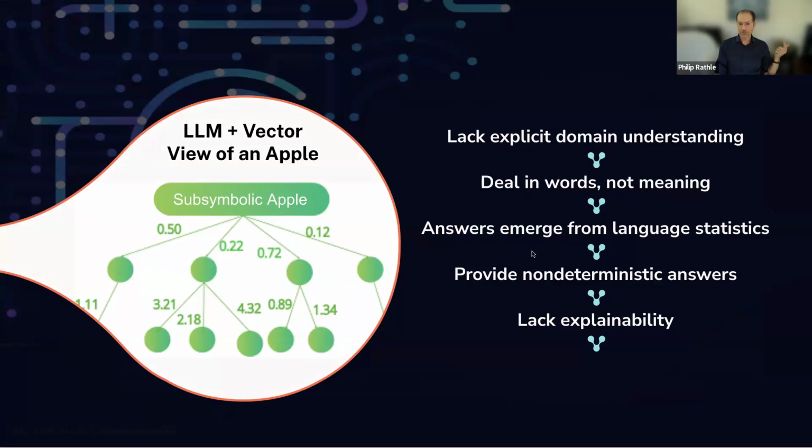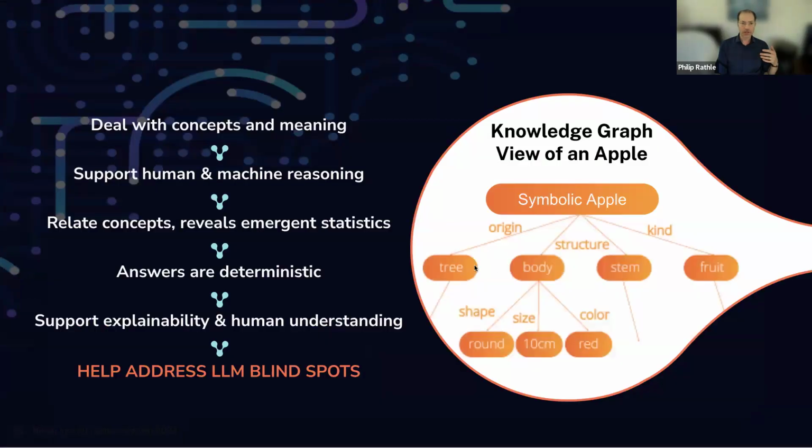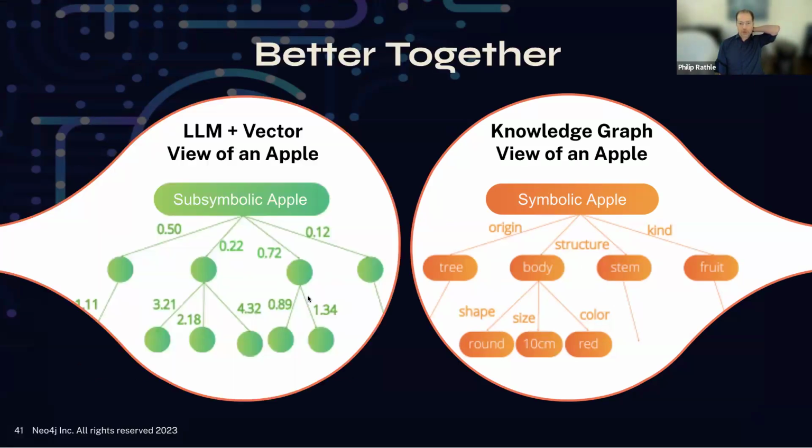It's dealing in words, not meaning, non-deterministic, lacks explainability, etc. So you still have all these concerns. The knowledge graph view of an apple is more like this. I have declarative knowledge for whatever my domain is. Trivially here it's an apple, but it could be a smart city or the design for an airplane or a payment network, and so on. This is all explicit. It supports human and machine reasoning, whereas the other one, humans can't make sense of. It relates concepts, and is deterministic.